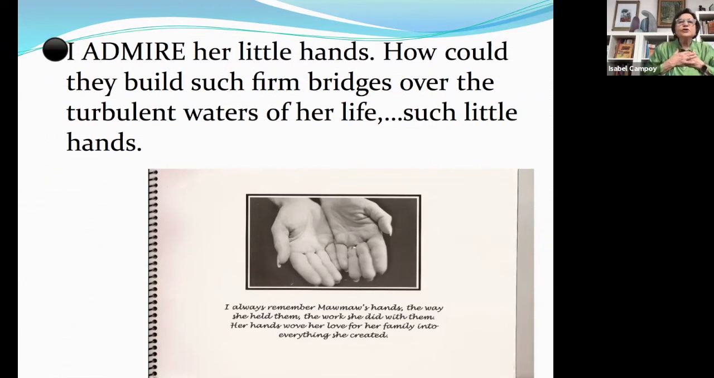Unfortunately, I lived so long far away from Spain that I had to write books to her. And this book is very easy. We say, I admire, I hear, I feel, I see, I know. And then you write after the verb everything that the person you have chosen brings up to that page. In this case, I admire her little hands. How could they build such firm bridges over the turbulent waters of her life? Such little hands, which I have inherited.